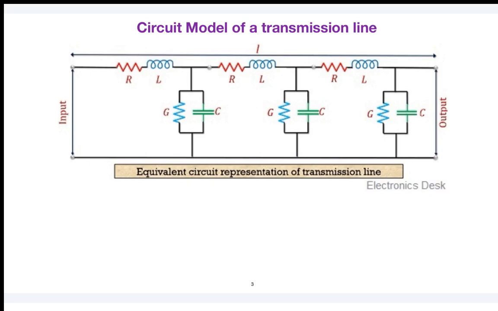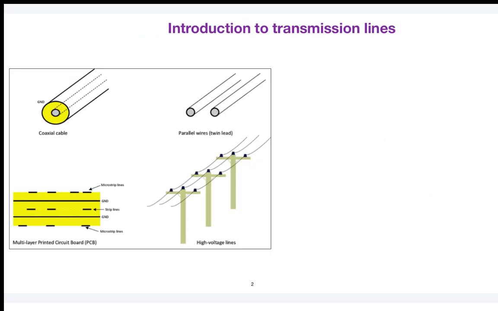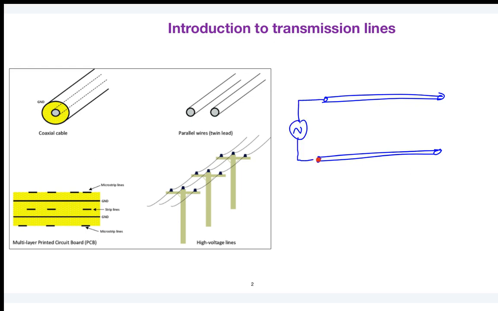So when you see the two-wire transmission line, first of all, what will happen? This is your one conductor and this is your another conductor. So when you take a two-wire transmission line, here you are going to apply a source, and let me say this is my load.